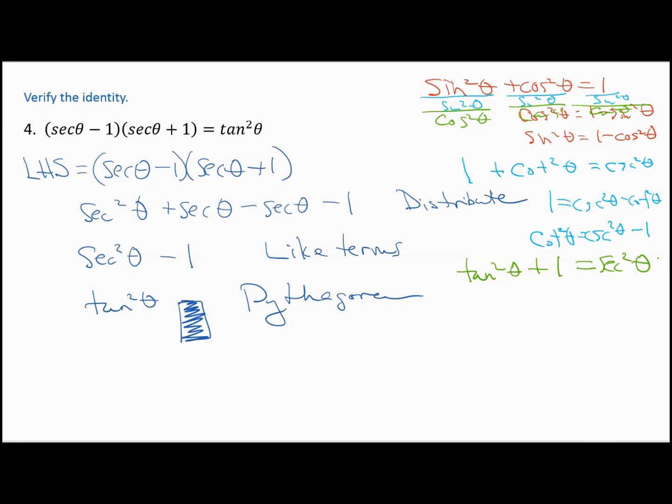Okay? Now, I can solve for tangent squared of theta right here by subtracting the 1 over. So tangent squared of theta is equal to secant squared of theta minus 1. Or I could subtract the tangent squared over. So 1 is equal to secant squared of theta minus tangent squared of theta. That is all 12. So again, in red, 1, 2, 3. In blue, 4, 5, 6. And in green, 7, 8, 9. Okay? What am I leaving out?